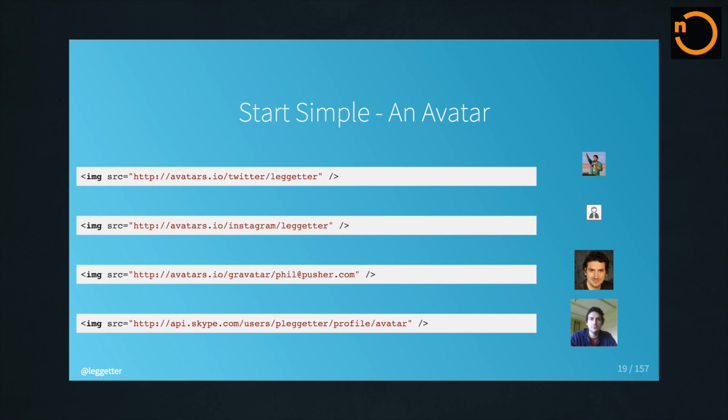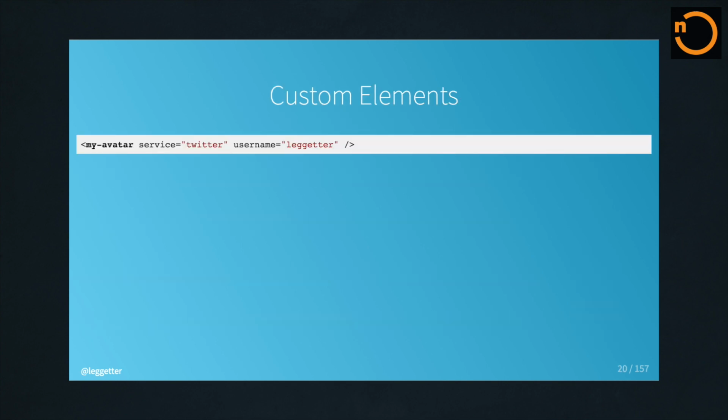I'm going to look at an avatar, which is a really, really simple example. Here I've just got images. I'm using avatars.io for a bunch of different things. I don't actually have an Instagram avatar. And down the bottom, I've got a Skype URL. So, loads of different ways of bringing in an avatar. So let's build that in custom elements. It'd be nice if I could do that: my avatar, identify the service, in this case Twitter, the username Legator.